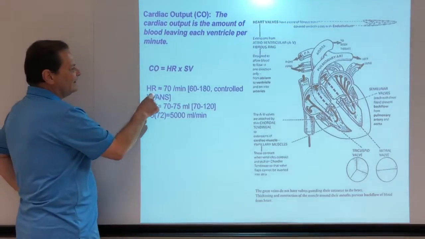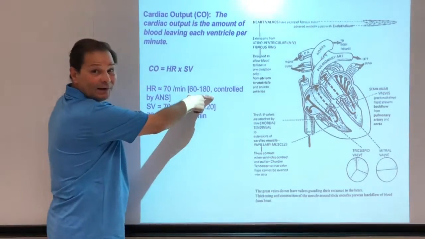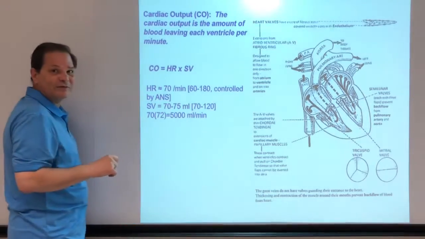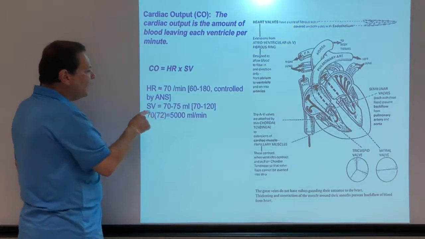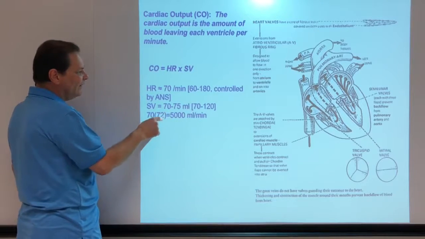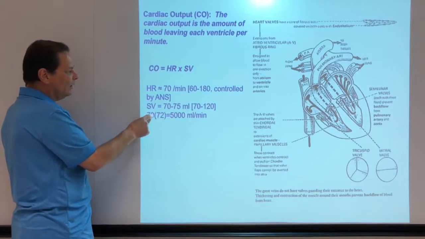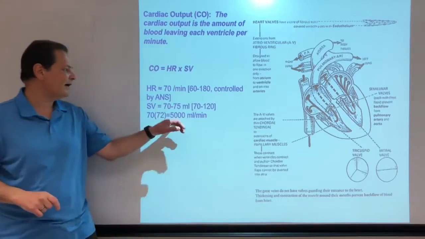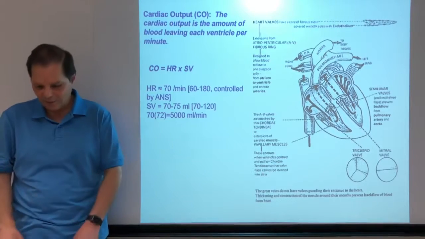This is a result of the fact that a typical heart rate is about 70 per minute, although it varies quite a lot depending upon the conditions. And this is controlled by the autonomic nervous system, which we're going to cover in the last video of this lesson. The stroke volume, the amount ejected per beat, is about 70 to 75 milliliters. It varies a little bit, not as much as the heart rate. 70, a typical heart rate, 72, a typical stroke volume. If you multiply those two together, you get 5,000 milliliters per minute, or 5 liters per minute cardiac output, okay?